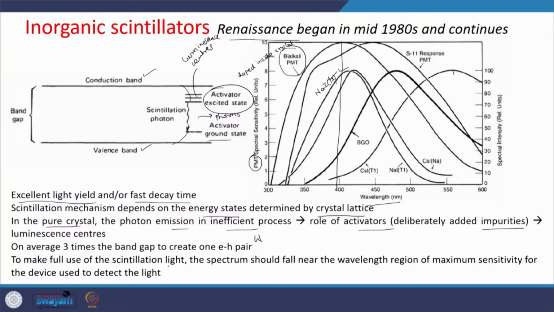And in order to use light emitted by this scintillator, as I said, the spectrum should fall near the wavelength region of the maximum sensitivity for the device used to detect the optical photons.